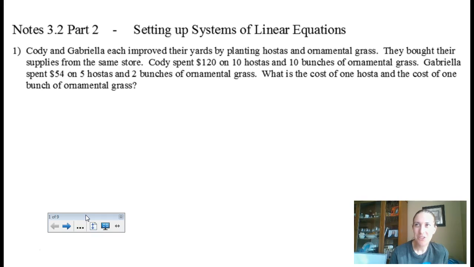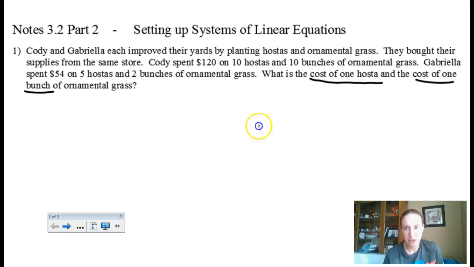So the first issue is we're going to have to filter through all this information, and I like to start at the very end of the problem because the end of the problem sets up what you're supposed to find. So it says, what is the cost of one hosta and what is the cost of one bunch of grass? So right there, it sets up our variables as far as a verbal model for our variables, and it's up to you to choose whatever variables you want. If you're really boring like me, you're just going to use X and Y half the time, but it wouldn't be terrible if you use something that made sense to the problem.